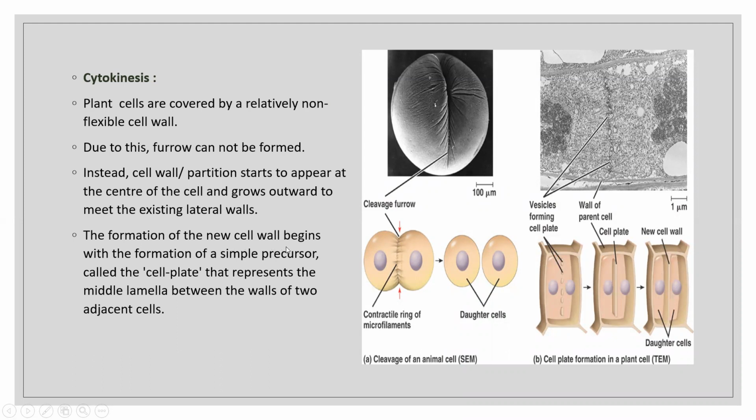So the formation of a new cell wall begins with the formation of a simple precursor called the cell plate, which represents the middle lamella between the walls of the two adjacent cells. Okay, so as I said, here you can see the cell plate, it acts as a simple precursor. With the help of the cell plate, the middle lamella forms, and thus two daughter cells, or two adjacent cells, can be formed.